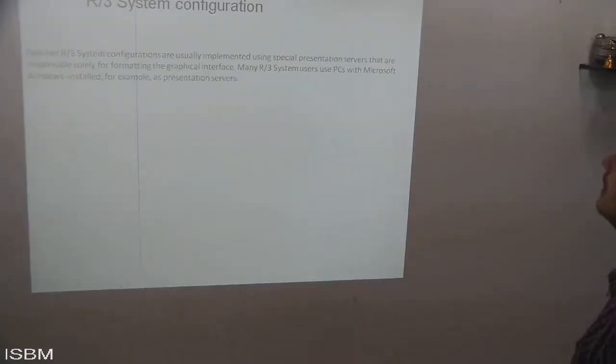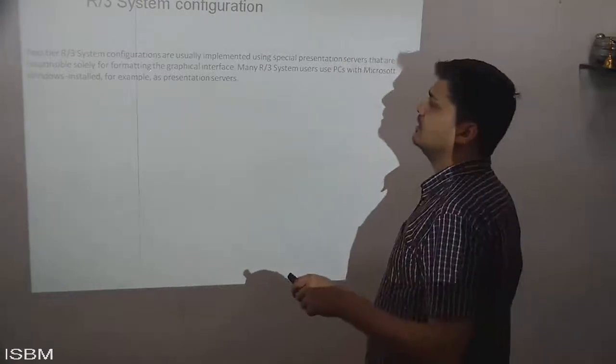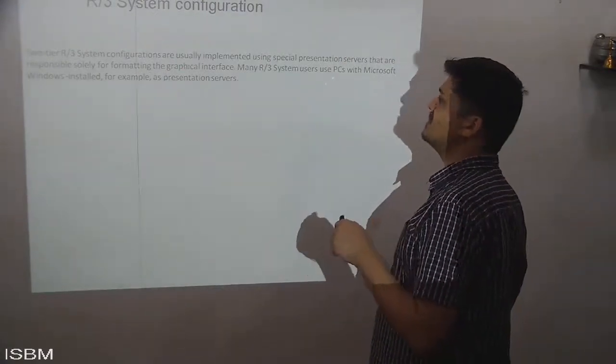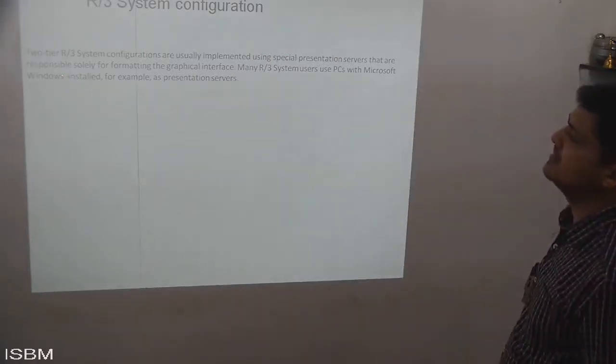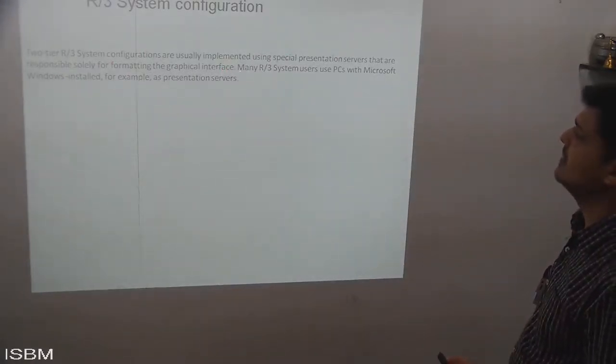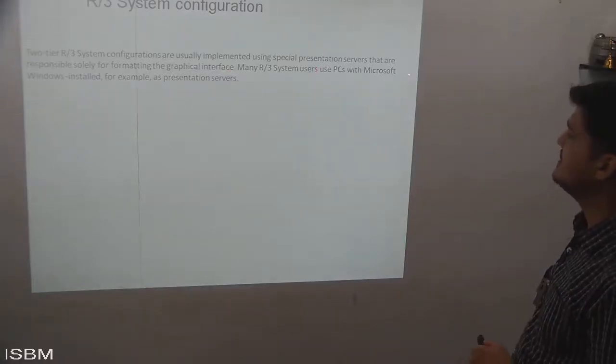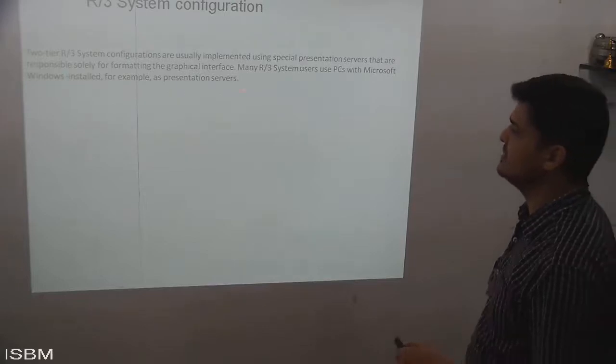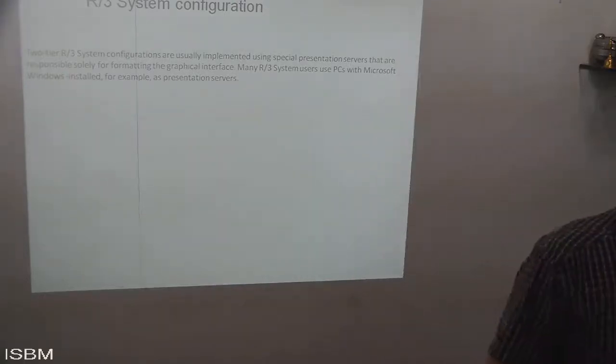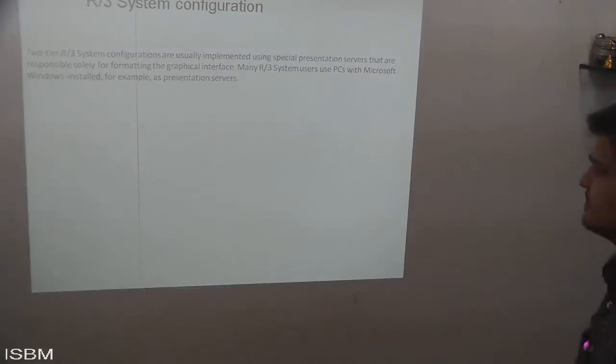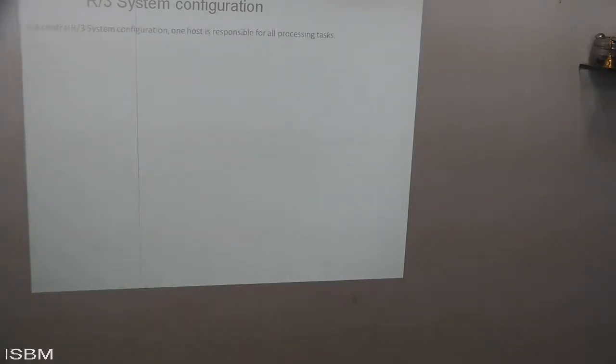Next, the two-tier R3 system configuration is usually implemented using a special presentation server that is responsible solely for formatting a graphical interface. Many R3 system users use a PC with Microsoft Windows installed, for example, as the presentation server. So here they are saying that we can use Microsoft Windows, which we can directly use as a presentation server. In a central R3 system configuration, a host is responsible for all processing tasks.